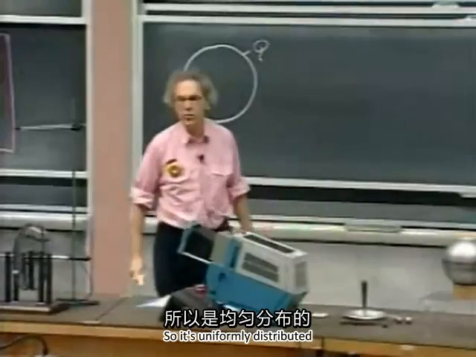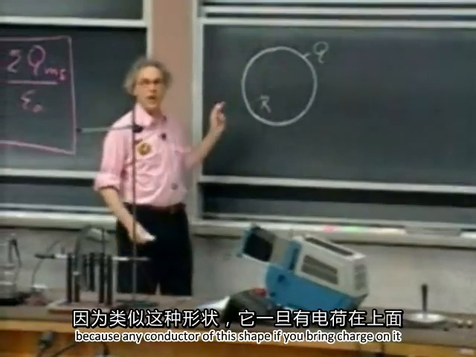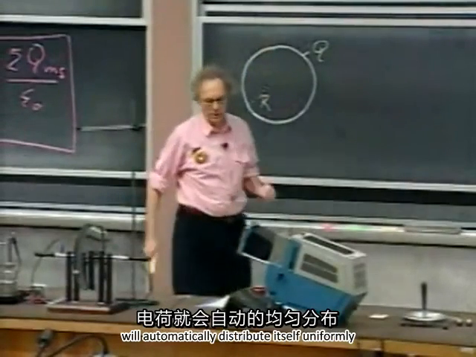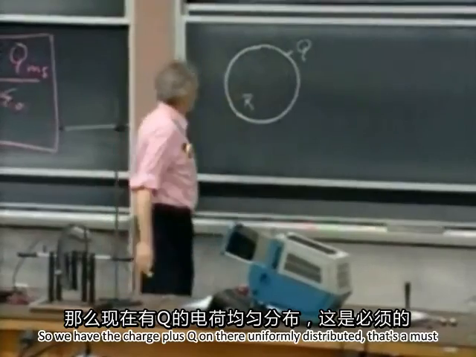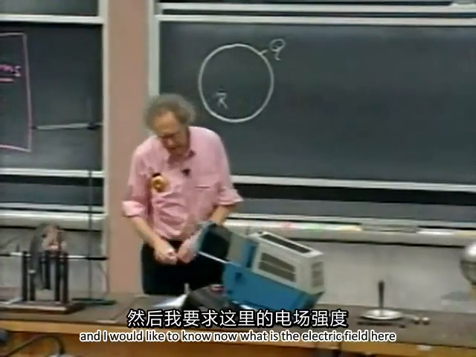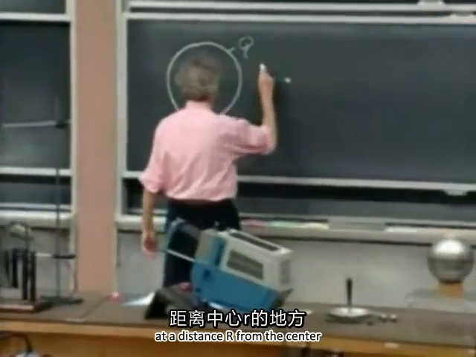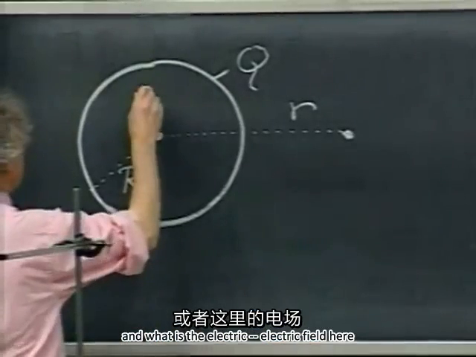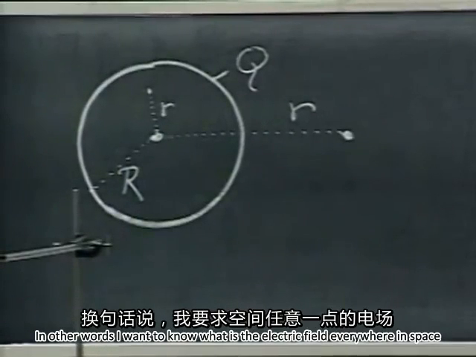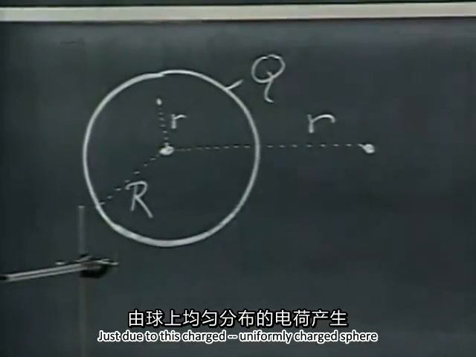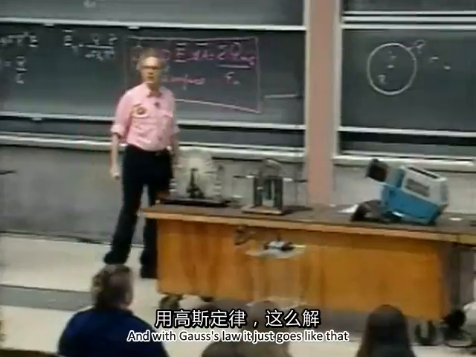So it's uniformly distributed. We will learn later in the course that it's very easy to do this, because any conductor of this shape, if you bring charge on it, will automatically distribute itself uniformly. So we have the charge plus Q on there, uniformly distributed, that's a must. And I would like to know now, what is the electric field here, at a distance r from the center, and what is the electric field here, at a distance r from the center. In other words, I want to know what is the electric field everywhere in space, just due to this uniformly charged sphere. And with Gauss's law, it just goes like that.